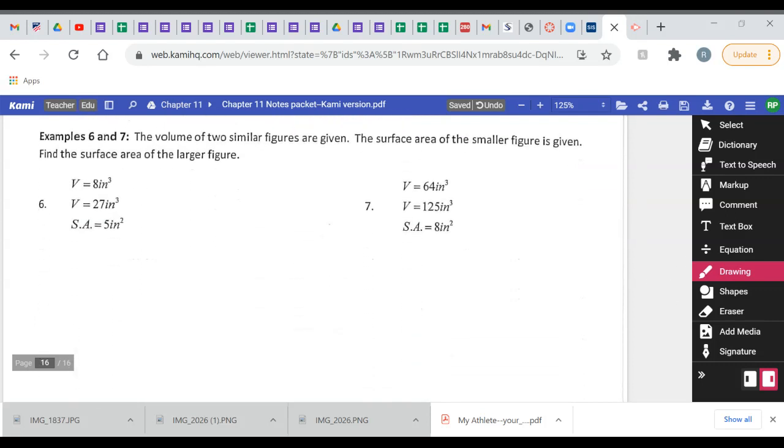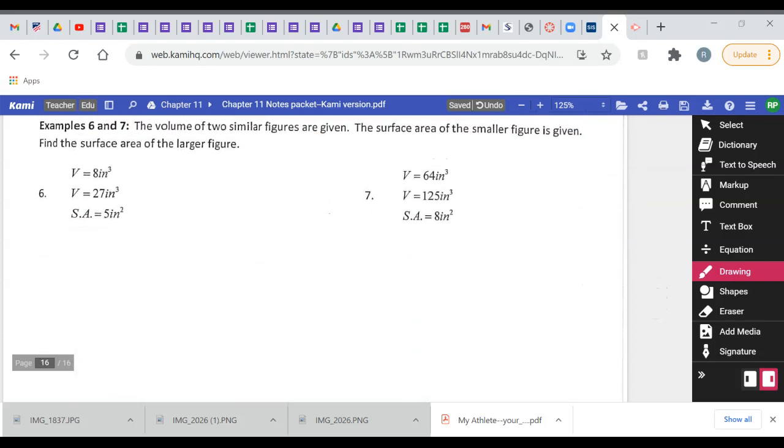All right, so then on 6 and 7, it says the volume of two similar figures are given. The surface area of the smaller figure is given. Find the surface area of the larger figure. So just be careful, because if these are both cubed and this one's squared, I cannot just set up a direct proportion to figure out the missing surface area. Okay, so I've got to get it into the scale factor first before I can set up a proportion and solve there.